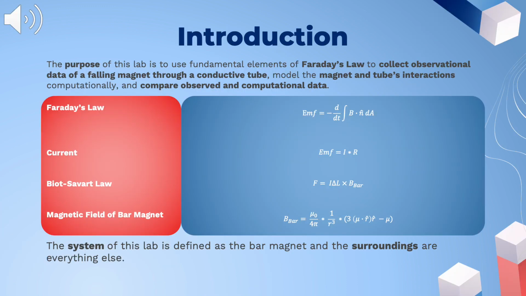The purpose of this lab is to use fundamental elements of Faraday's Law to collect observational data of a falling magnet through a conductive tube, model the magnet and tube's interactions, and compare the observed and computational data. We will use Faraday's Law, the law for current, Biot-Savart law, and the magnetic field of a bar magnet formulas to complete this lab. The system in this lab is defined as the bar magnet, and the surroundings are everything else. We will see that the time computationally was 12% less than the time in our observed model.